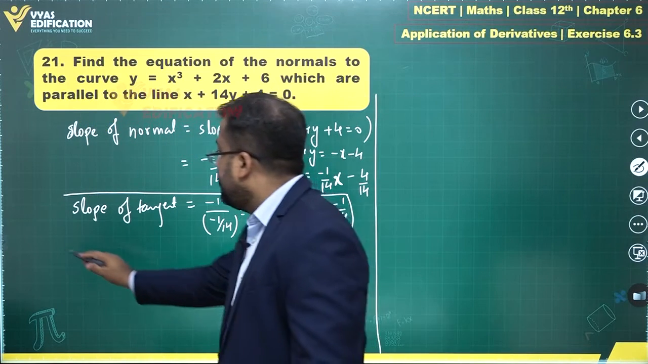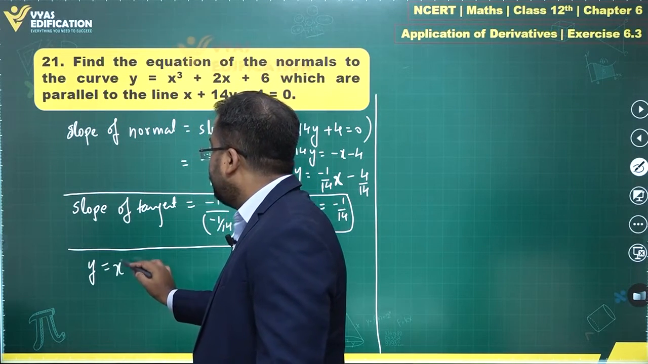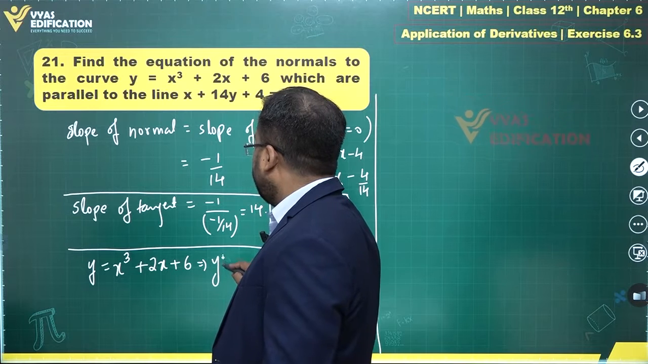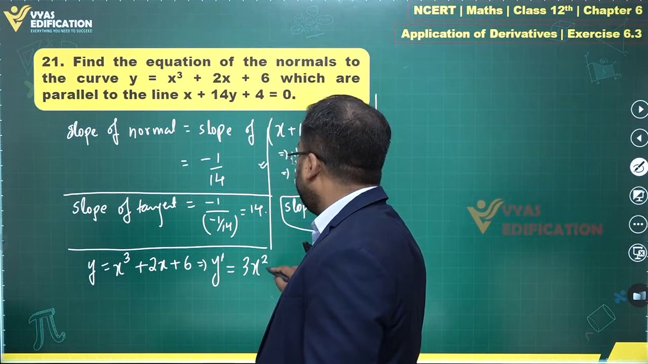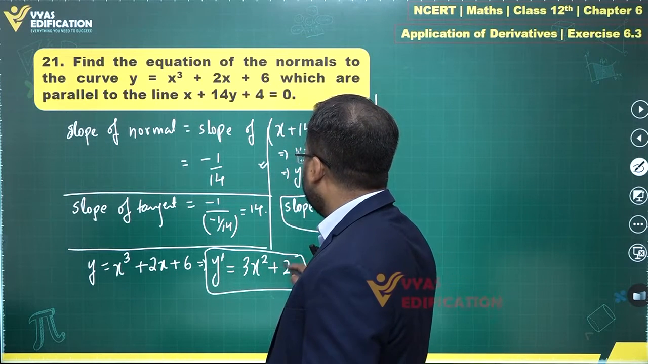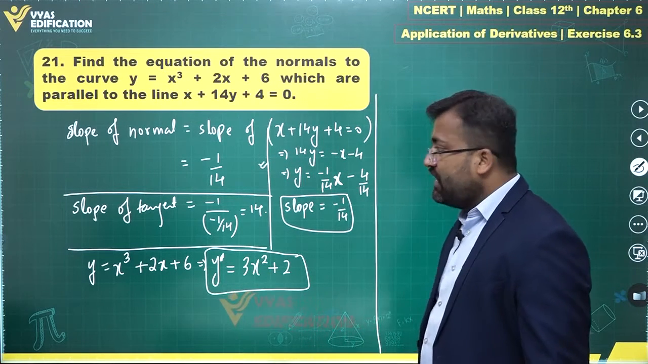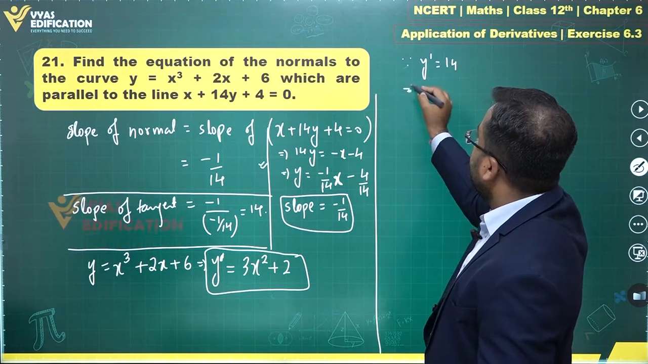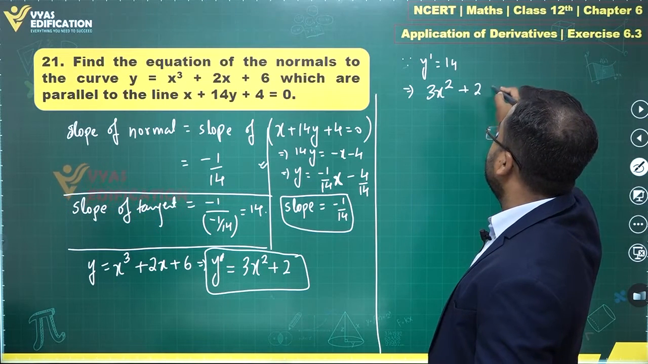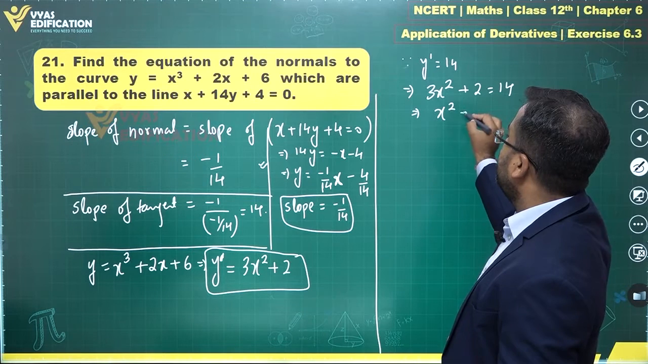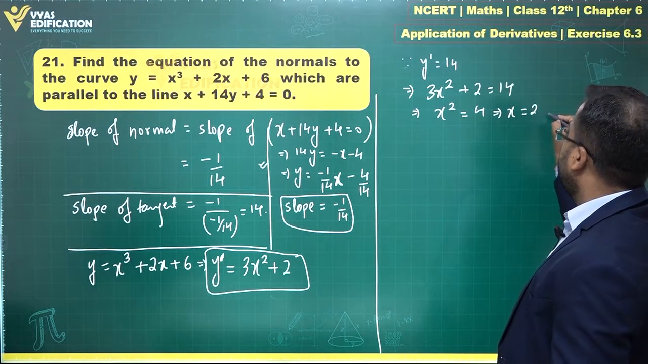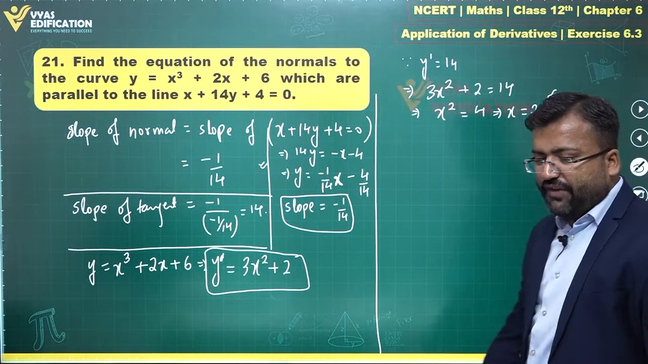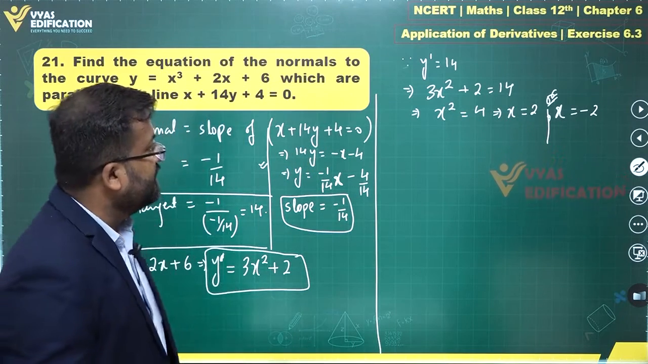For that, I'll have to differentiate this given equation. y equals x power 3 plus 2x plus 6 gives me y prime is equal to 3x square plus 2. This is what it tells me, right? y prime is equal to 3x square plus 2. And y prime is equal to 14. Since y prime is equal to 14, that tells me 3x square plus 2 is equal to 14, which further tells me x square is equal to 12 by 3, 4, or x equals 2, x equals minus 2. The values of x will be 2 or minus 2. Those are the two possible values of x.